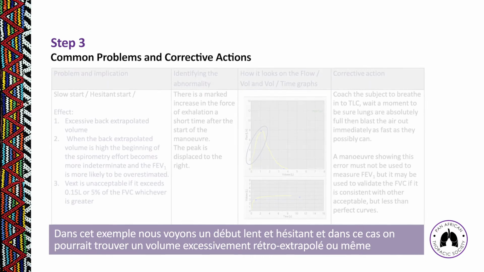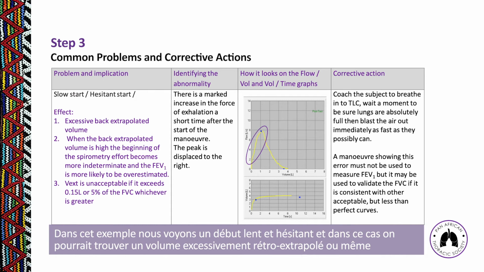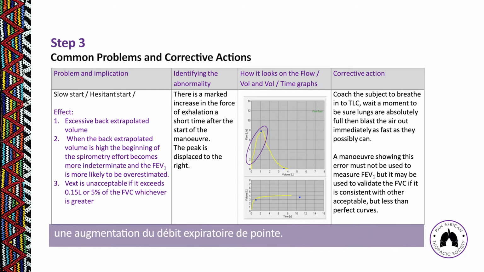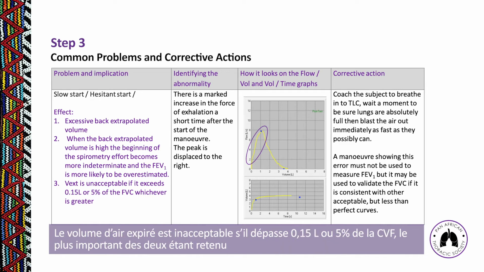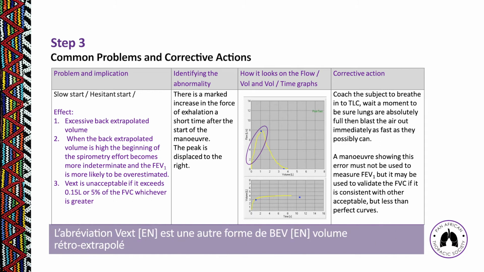In the next example, you're looking at a slow or a hesitant start, and in this case, you might find an excessive back extrapolated volume or even an increased peak expiratory flow time. And this is because the back extrapolated volume is high at the beginning of the spirometry effort and becomes more indeterminate, and the FEV1 is more likely to be overestimated. The volume of air expired is unacceptable if it exceeds 0.15 L or 5%. VEXT is another term for back extrapolated volume.